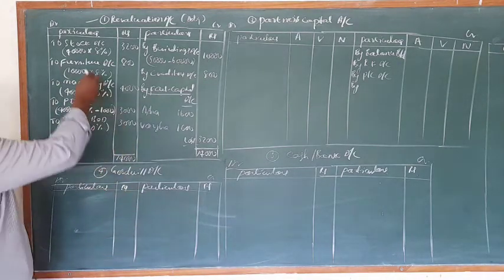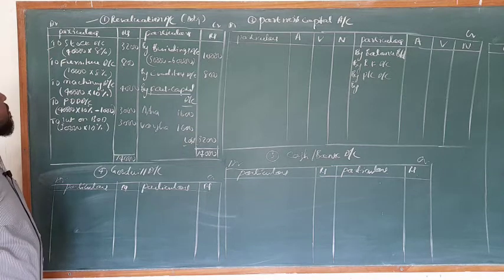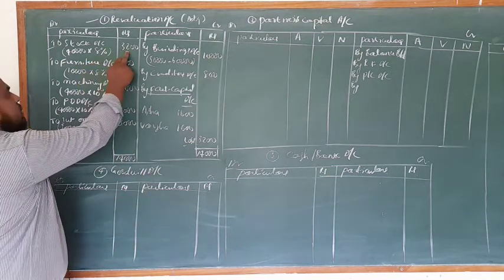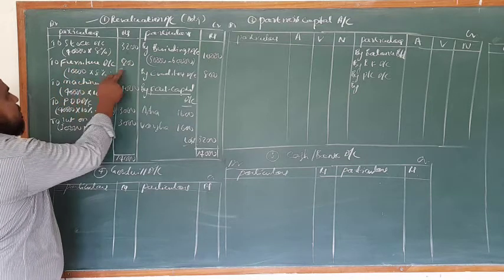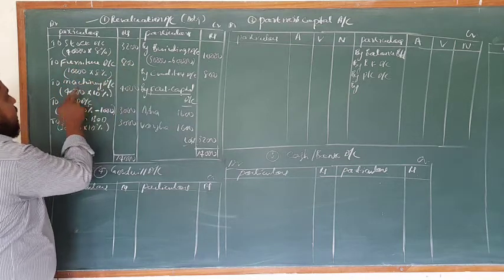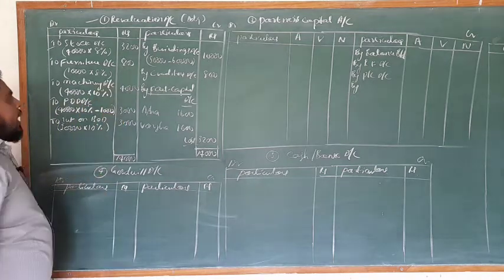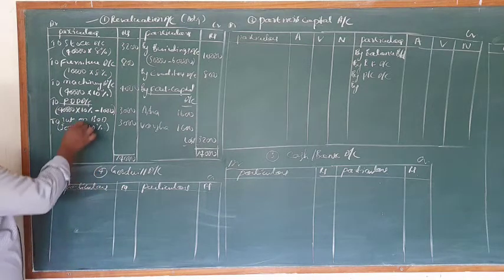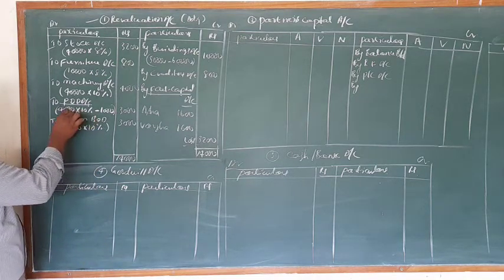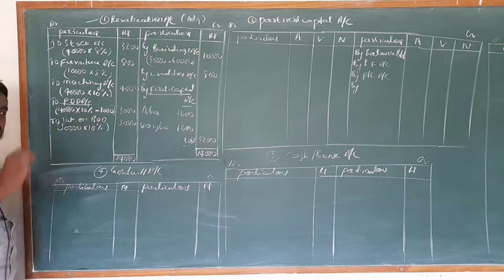So first, the adjustment. Stock we have taken. Stock depreciation 40,000 into 8%, 3,200. Next, furniture 10,000 into 8%, 800. Machinery 40,000 into 10%, 4,000. And here, provision for doubtful debts: in the adjustment he has given 10%. 40,000 into 10%, you will get 4,000.